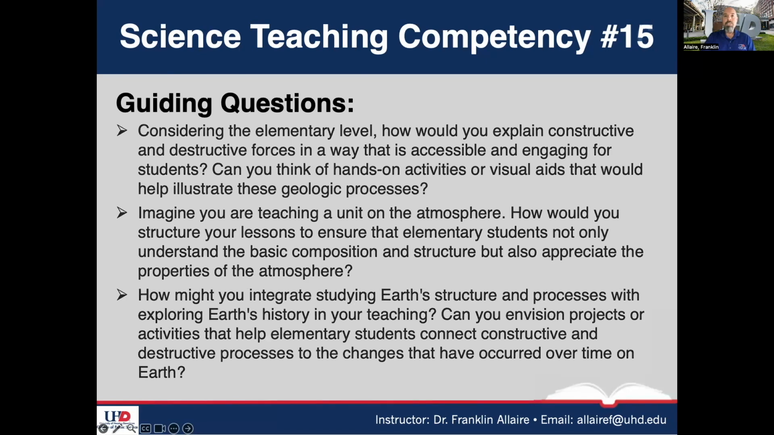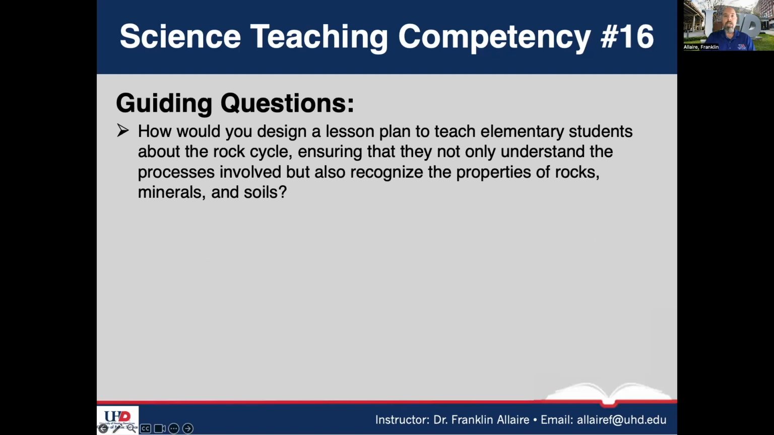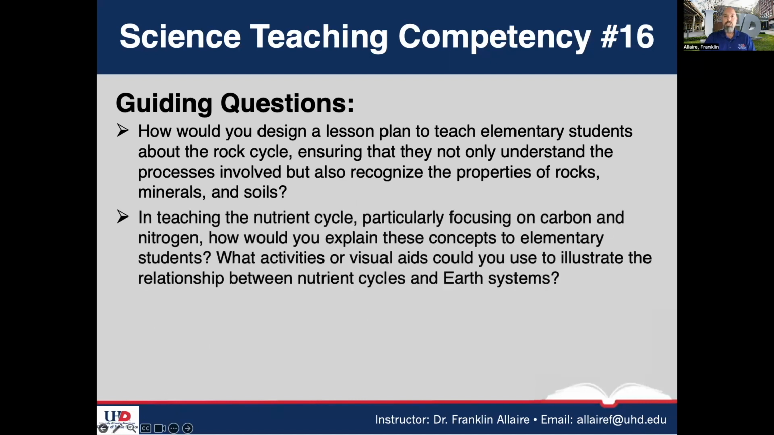And for Competency 16, we'd like you to keep in mind the guiding questions. How would you design a lesson plan to teach elementary students about the rock cycle, ensuring that not only do they understand the processes involved, but also recognize the properties of rocks, minerals, and soils? In teaching the nutrient cycle, particularly focusing on carbon and nitrogen, how would you explain these concepts to elementary students? What activities or visual aids could you use to illustrate the relationship between nutrient cycles and Earth systems?